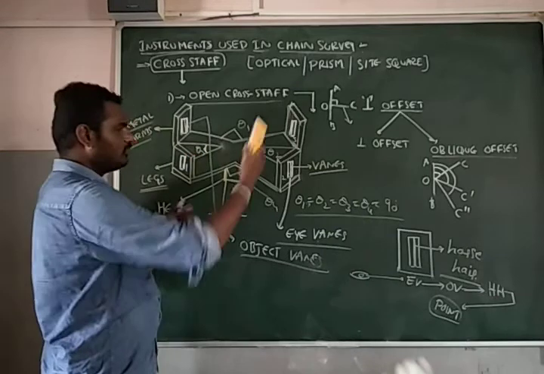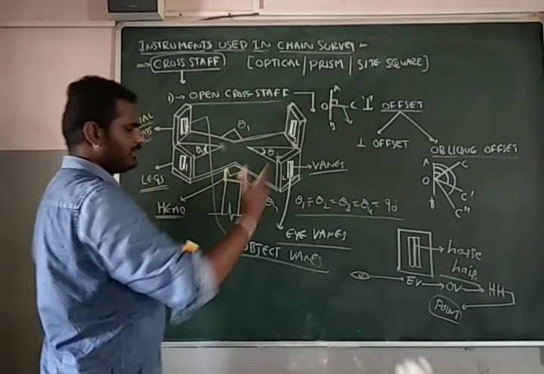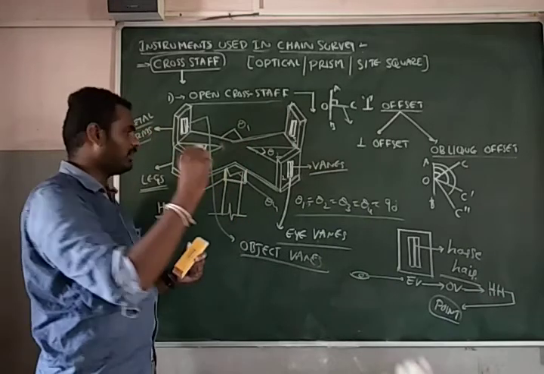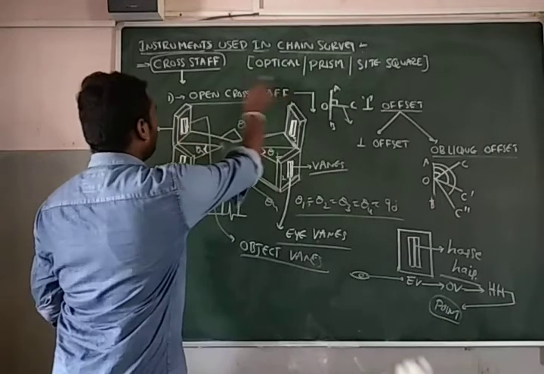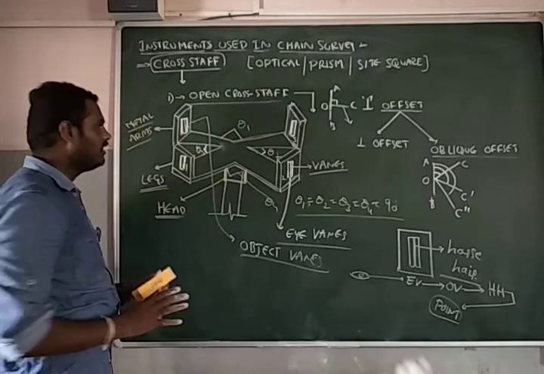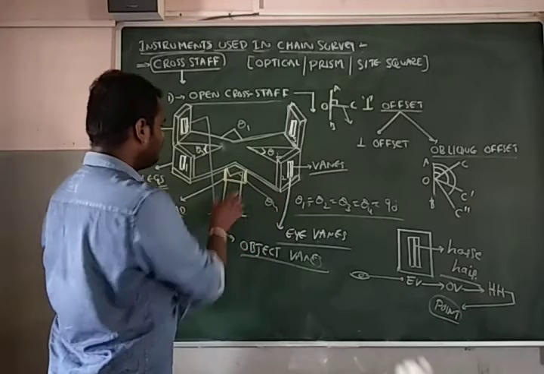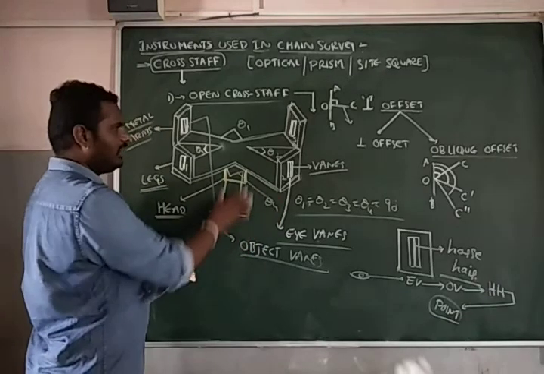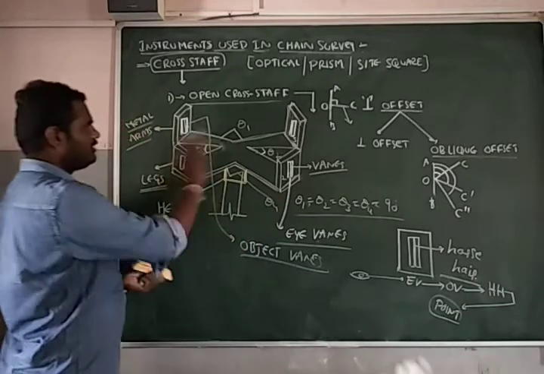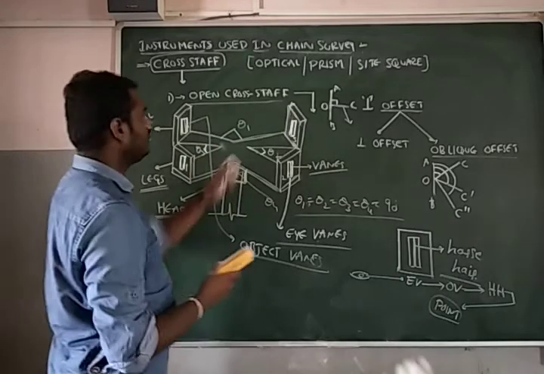So this is how to set out a perpendicular by observing, utilizing this open cross staff. Okay. So this is all regarding the open cross staff. This should be mounted over a wooden or iron stand. Okay. So this is how the picture looks, and this is how it works.